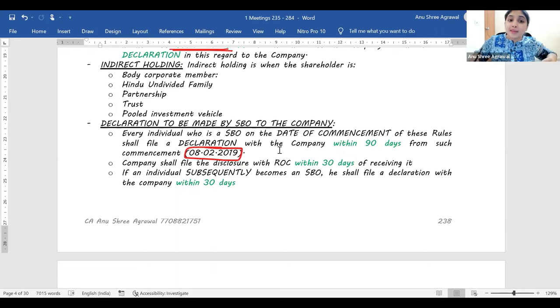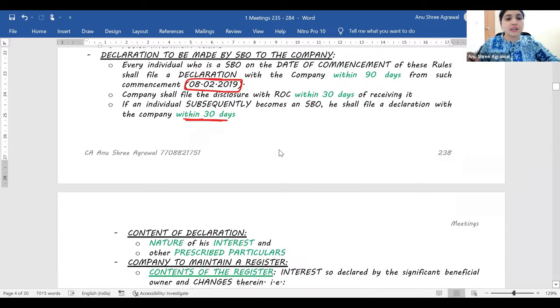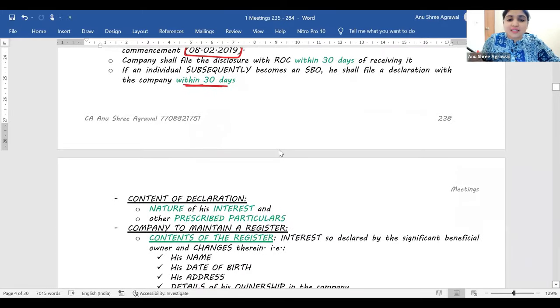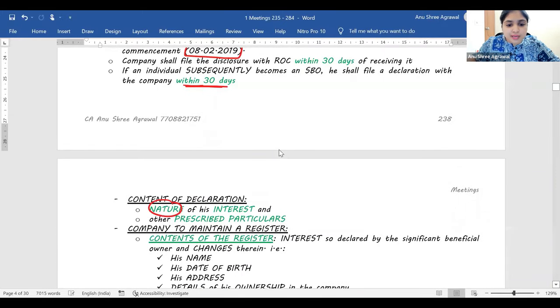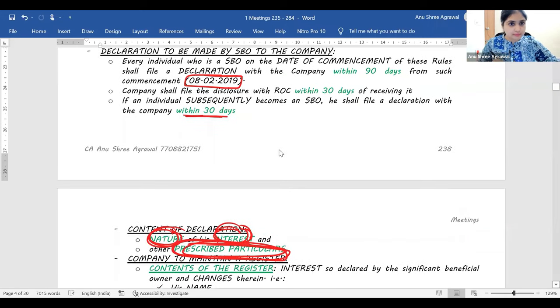What if I become an SBO after 8th February 2019? After 8th February 2019, if I become an SBO, then within 30 days I have to file a declaration and inform the company. What should I write in this declaration? The nature of my interest and other prescribed particulars.